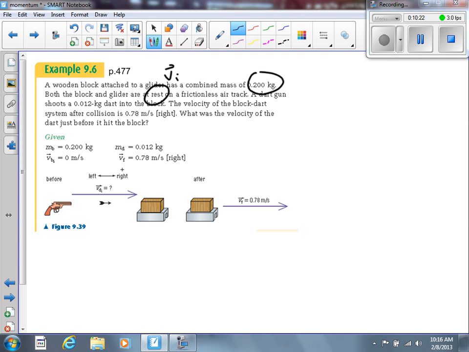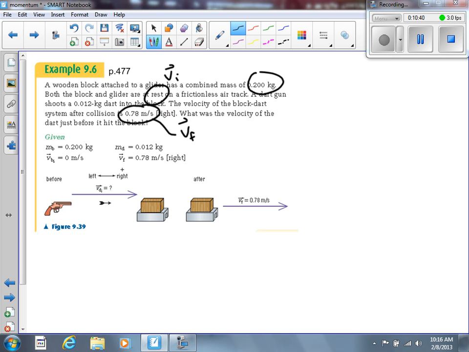We're going to say that's VI on a frictionless air track. A dart gun shoots a 0.012 kilogram dart into the block. The velocity of the block dart system after the collision is 0.78 meters per second. We're going to call that VF. What was the velocity of the dart just before it hit the block?